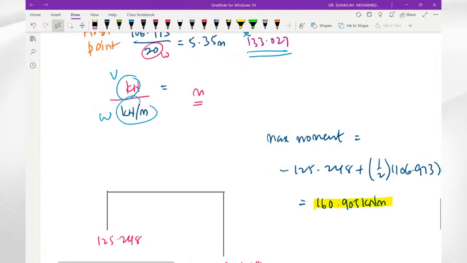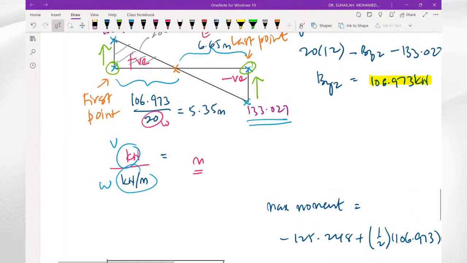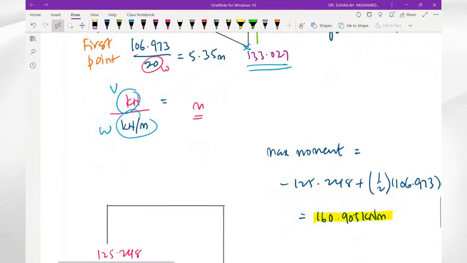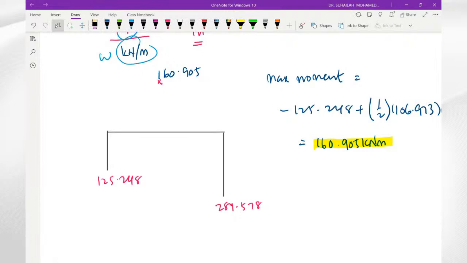This is the maximum moment, located here at a distance of 5.35. The value is 160.905. Okay, so we just need to join this line.